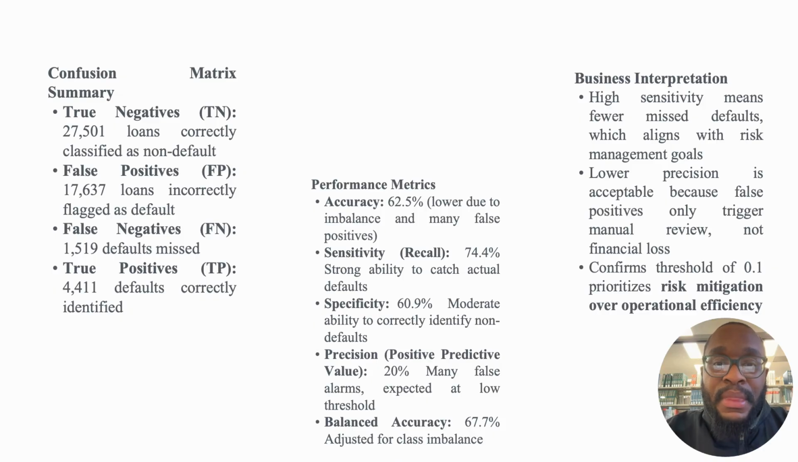Although there was a trade-off between sensitivity and specificity. So basically, a higher sensitivity meant fewer missed defaults, and this actually aligns with the risk management goal. But a lower precision was acceptable because false positives only trigger a manual review and not financial loss. And this confirms that the threshold of 0.1 prioritizes risk management over operational efficiency.